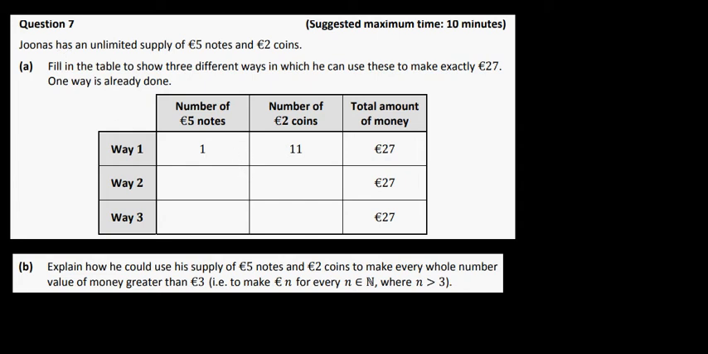Okay, so another way of doing it would be maybe to take 3 €5 notes. That'll bring us up to 15, which will leave us with €12 left, so we need 6 €2 coins. Another way would be to take 5 €5 notes. That'll bring us up to €25, so we just need 1 €2 coin here. Okay, so that's it for part A.